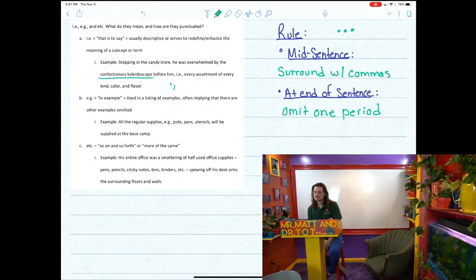So for example, his entire office was a smattering of half-used office supplies, pens, pencils, sticky notes, bins, binders, etc., spewing off his desk onto the surrounding floors and walls. So there's many other things other than just pens, pencils, sticky notes, bins, and binders, but that's just a few of the many more, and they're basically establishing a pattern of different examples of office supplies, so then you could think of your own examples, because the idea is that this guy's office is just totally crazy messy.